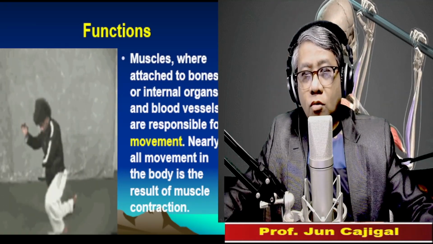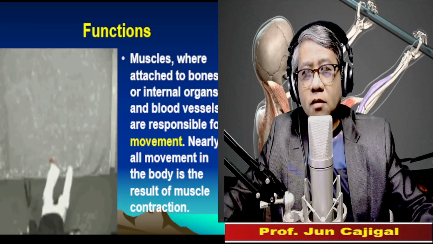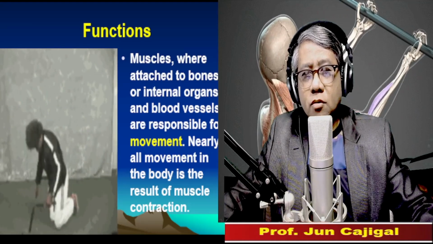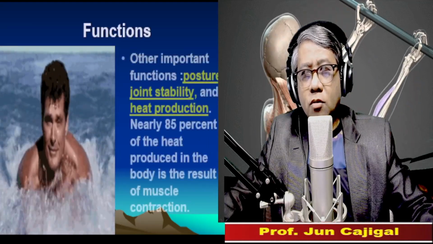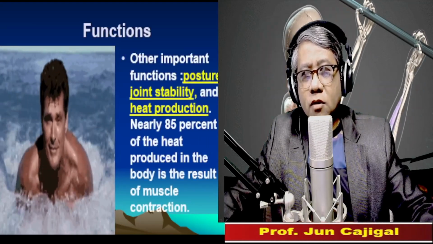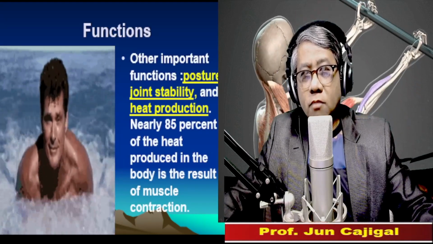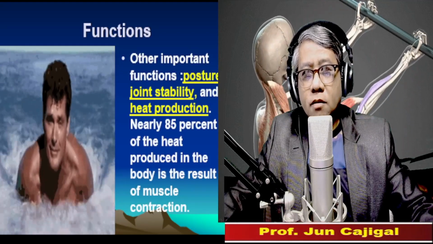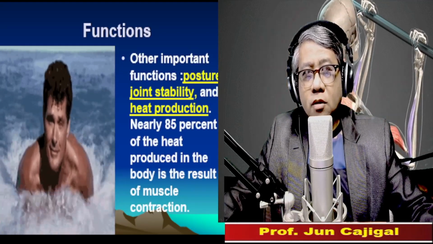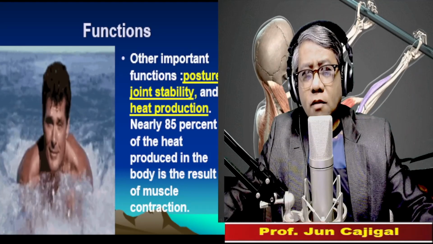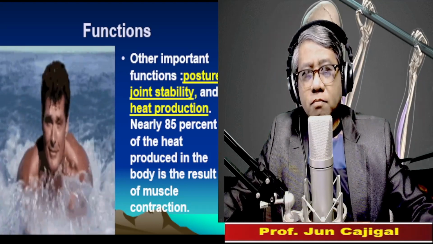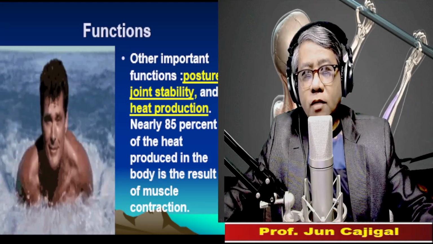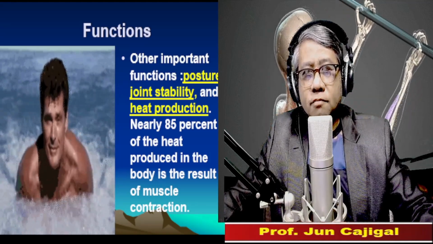And nearly all movements in the body are the result of muscle contraction. Also, we have to take note that the muscular system also functions in the maintenance of posture, joint stability, and heat production. And remember that 85% of the heat produced in the body is the result of muscular contraction.